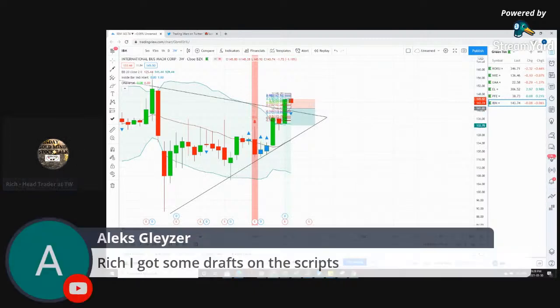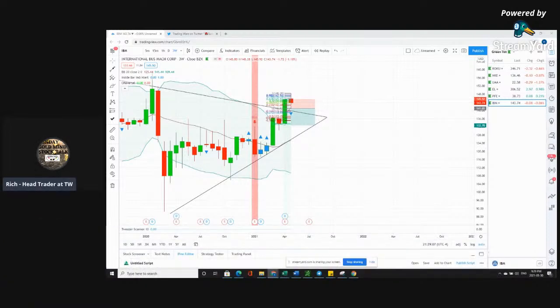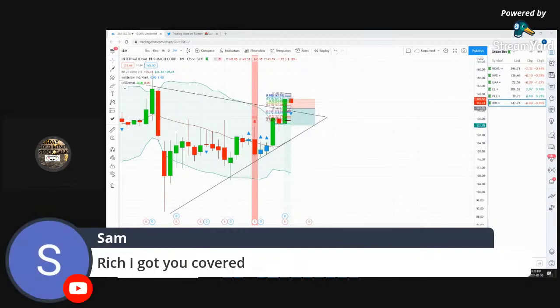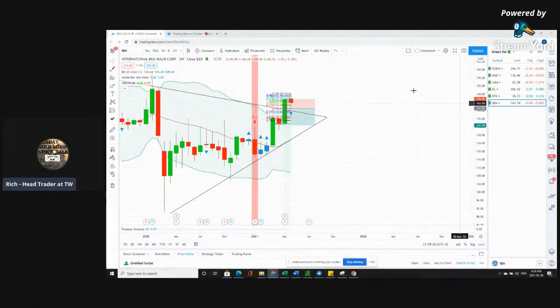Alex says, Rich, I got some drafts on the scripts. Thank you, brother. If you have it, DM me and I'll run it in the scanners and see what we can do. This is what we need as a community: outside bar followed by inside bar, then outside bar followed by double inside bar. Those are special patterns. Outside bar, IBM, double inside bar, take the break above, boom. So beautiful. Sam says, I got you covered. Thank you, brother.